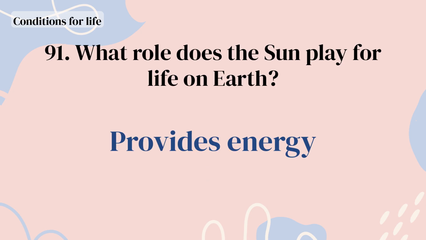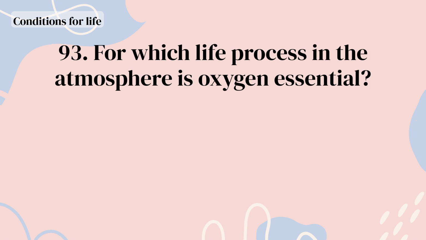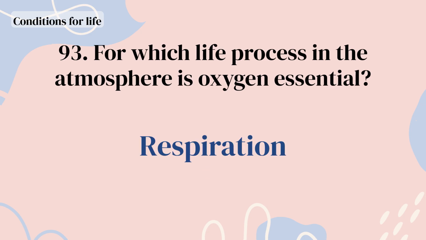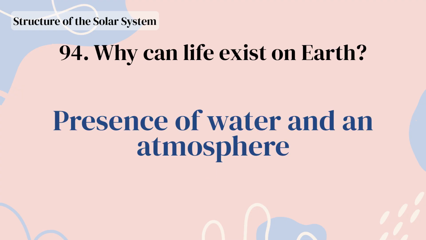What role does the sun play for life on Earth? Provides energy. What do scientists mainly look for when searching for life? Water. For which life process in the atmosphere is oxygen essential? Respiration. Why can life exist on Earth? Presence of water and an atmosphere.